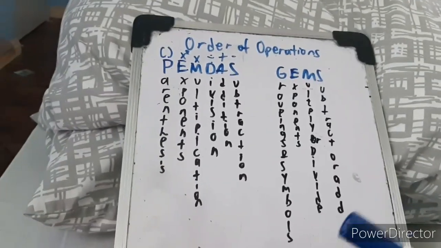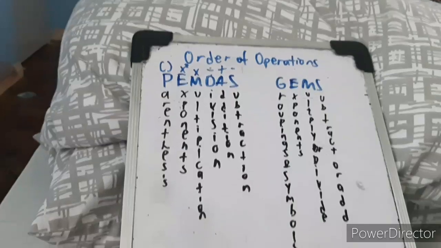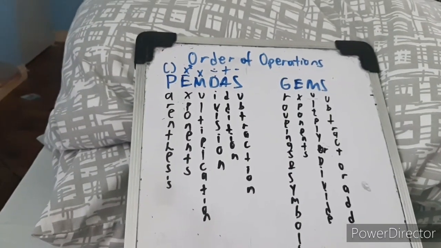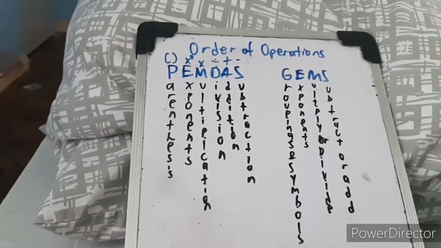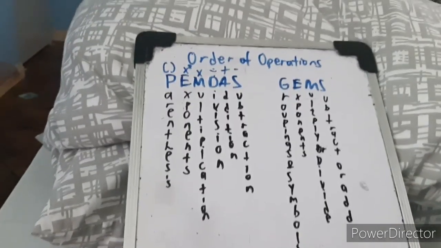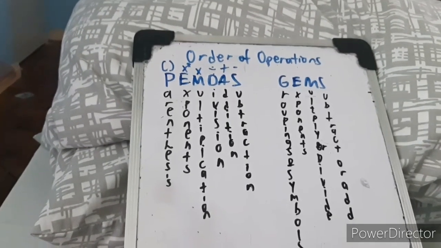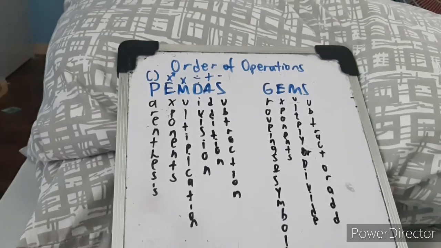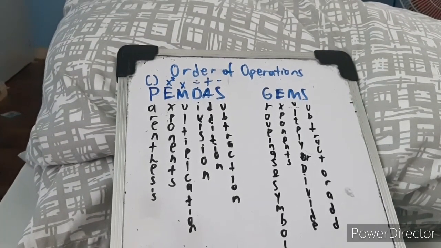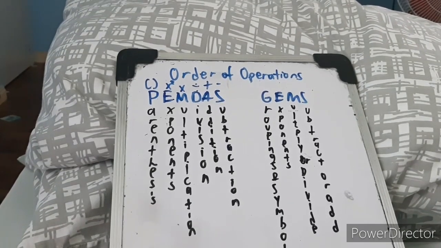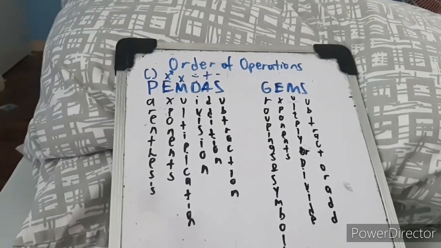Kung PEMDAS siya, pretty excellent my dear Aunt Sally. Okay? Pretty excellent my dear Aunt Sally. Okay? Yung PEMDAS. Tapos yung gems naman, good to be excellent myself. Yan ang ibig sabihin ng gems, okay?